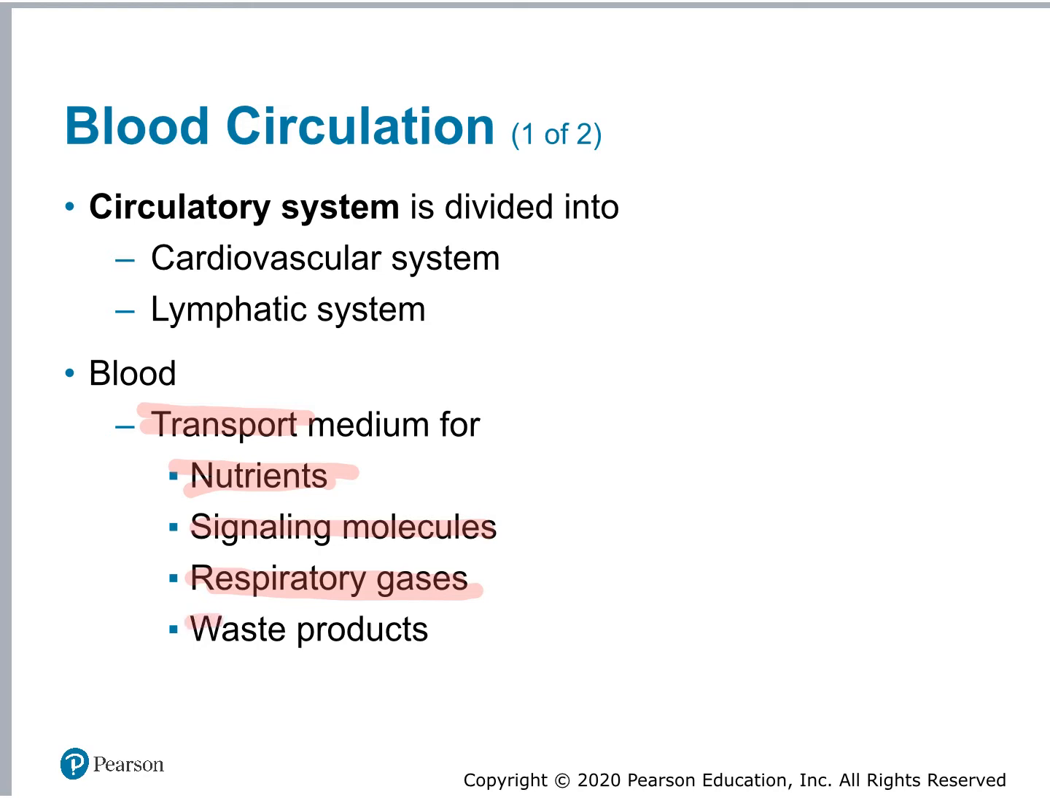And then certain waste products are going to be transported by blood. We just talked about carbon dioxide. It is a waste product. We do use some carbon dioxide in order to maintain our pH, but most of it we're going to exhale. Other waste products we'll talk about when we get to the urinary system, like urea, uric acid, stuff like that.